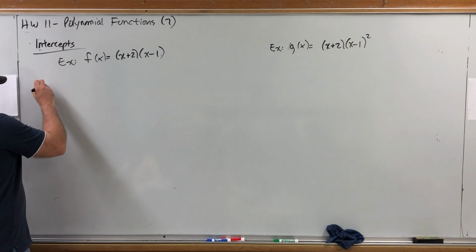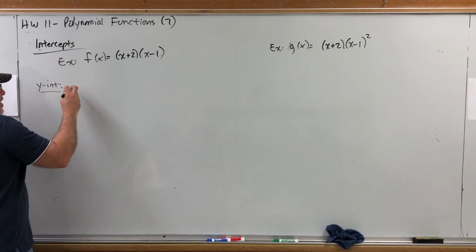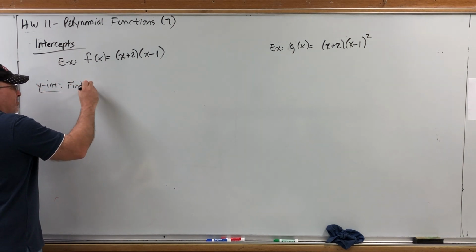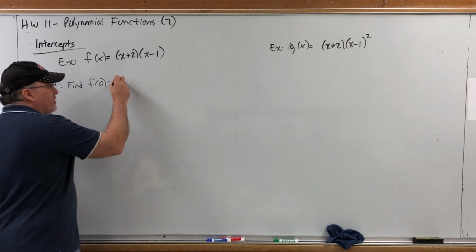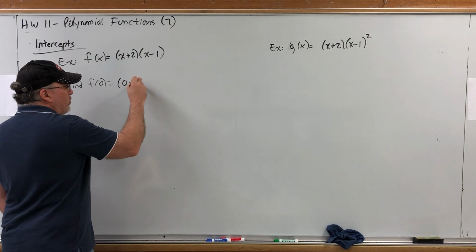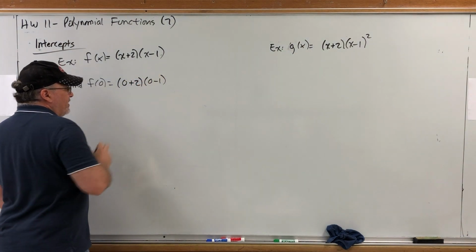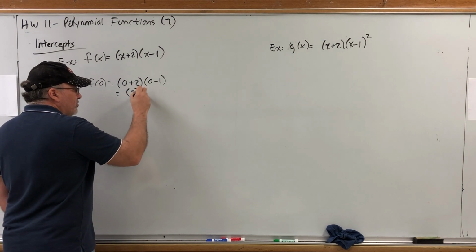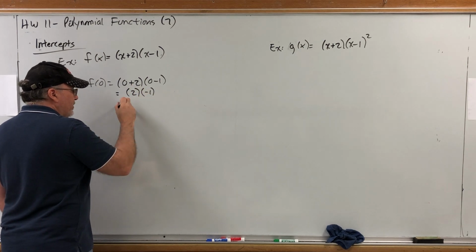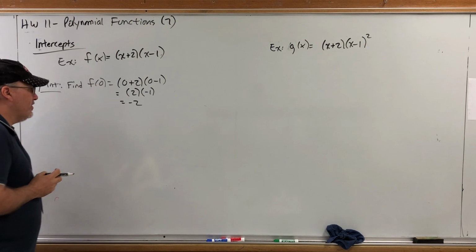The y-intercept is predictable. For the y-intercept, you just find f of 0, or more generically, you substitute 0 into your function. So if we substitute 0 into this one, we get 0 plus 2 times 0 minus 1. 0 plus 2 is 2. 0 minus 1 is negative 1. And our y-intercept is negative 2.